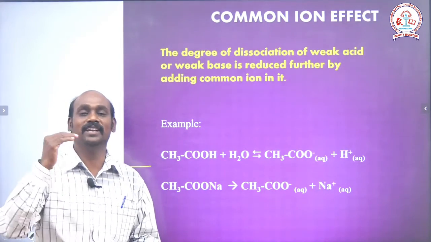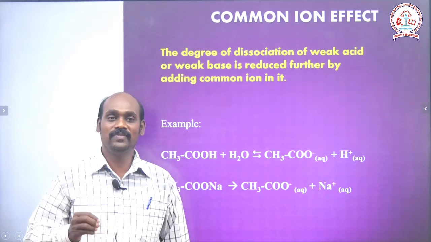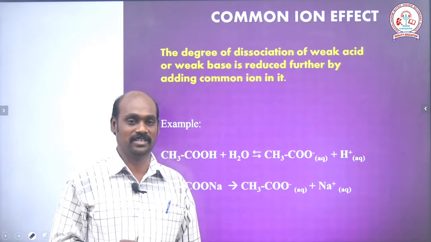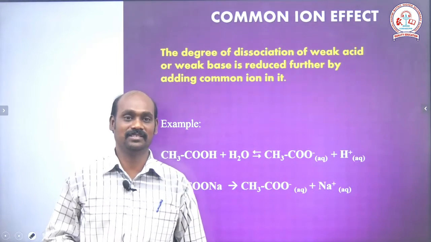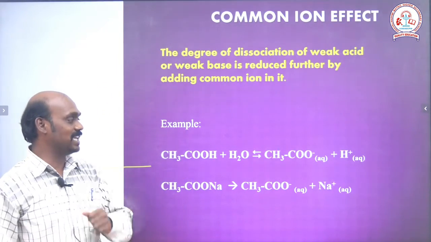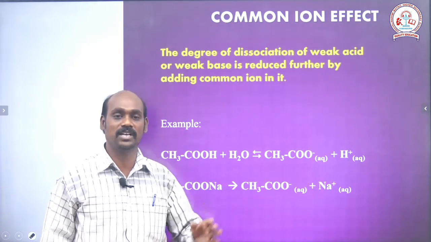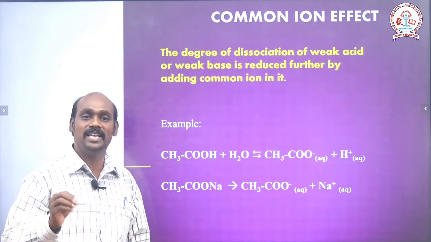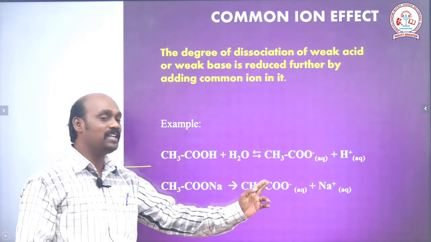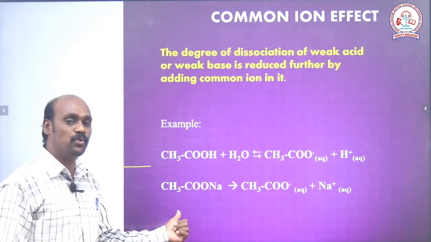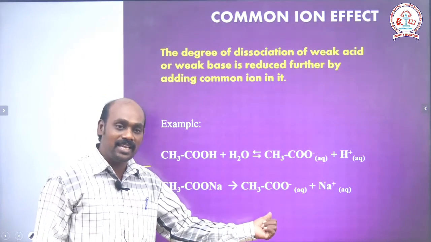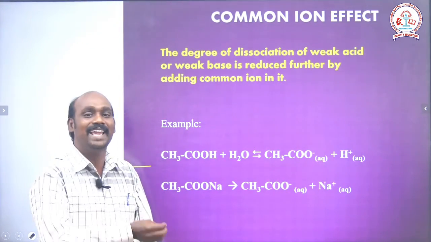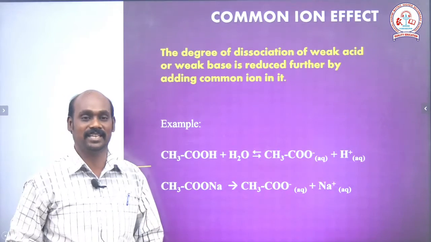So, what is the common ion effect? We know weak acids and weak bases are partially dissociated, partially ionized in water. Now, let us take acetic acid, which is partially ionized in water, and add sodium acetate. Sodium acetate is a strong electrolyte which is completely ionized in water. See here, sodium acetate completely ionizes into acetate ion and Na+ ion. So, this salt is added to the acetic acid.